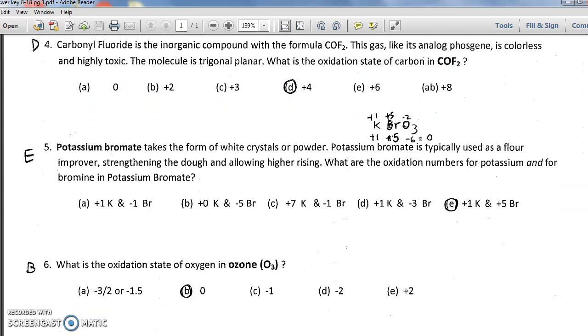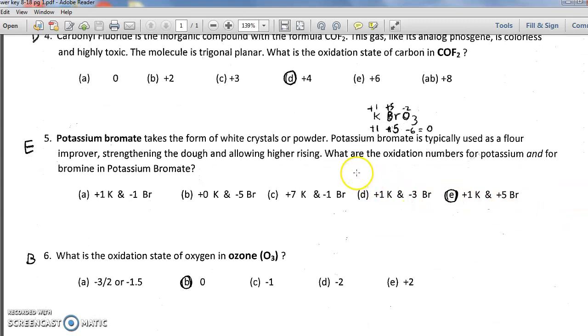Number 5, potassium bromate. What are the oxidation numbers for the potassium and for the bromine in potassium bromate? The bromate ion is BrO3, it is 1-. Potassium's 1+. So we crisscross the 1 from the potassium and the 1 from the bromate ion. The formula of potassium bromate is KBrO3. Now they're wanting to know the charges of the potassium and the bromine in potassium bromate.